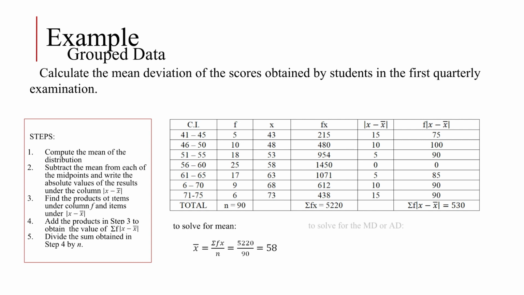Next to that, we will solve the MD or AD. To do that, just substitute it to the formula. That would give you 530 divided by 90, which is equal to 5.9. Therefore, your mean average deviation is 5.9.